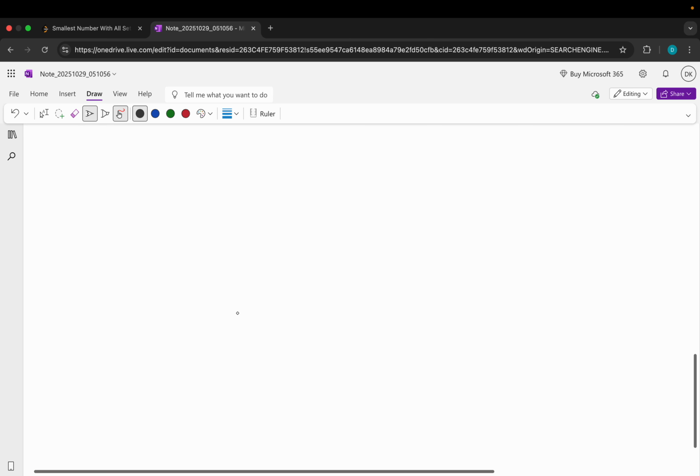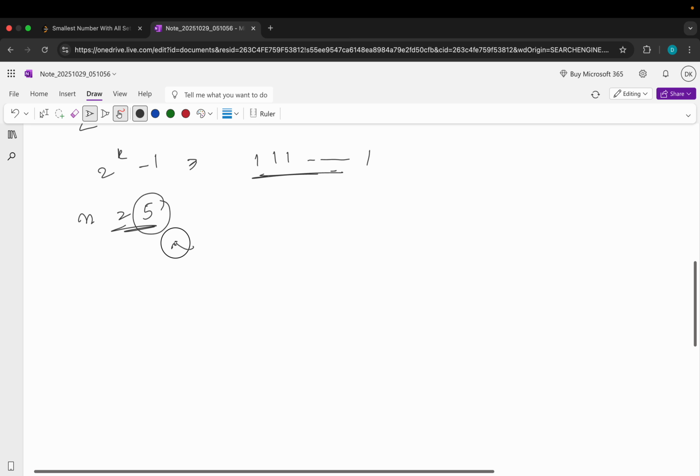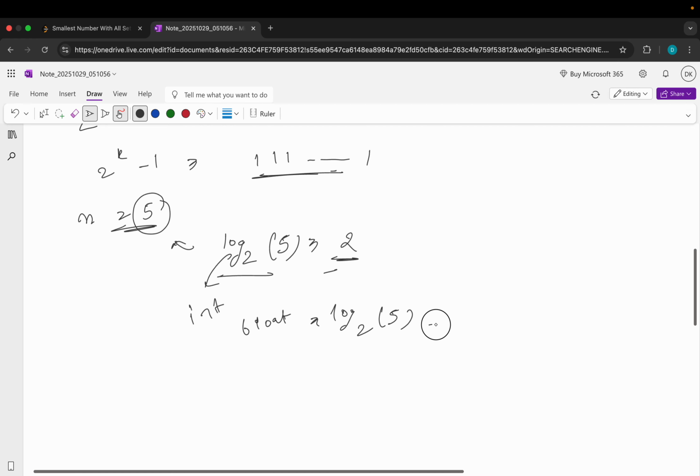For example, let's say n is equal to 5. We'll find the nearest power of 2. How can we find it? Log base 2 of 5, right? This will give us 2. This is also important: if we are storing it in an int, it will give us 2. If we are storing it in a float, then log base 2 of 5 will return 2 point something.